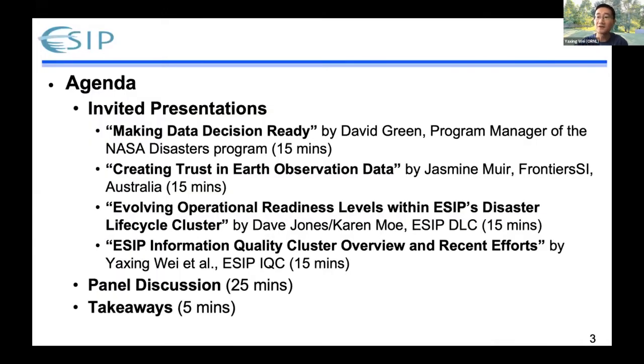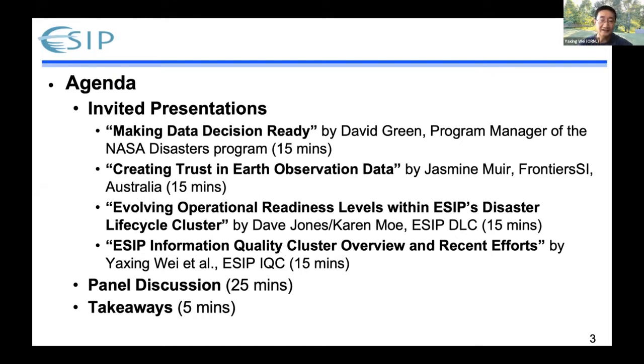Our session today will contain two main parts. The first hour will feature four presentations, and we're really glad to have three invited speakers to share their thoughts and work on data quality from multiple perspectives. Our first presentation will be Making Data Decision Ready by David Green, the program manager of the NASA Disasters Program, followed by Jasmine Muir's presentation, Creating Trust in Earth Observation Data. She will introduce the activity about data quality conducted in the Australian and New Zealand data quality interest working area.